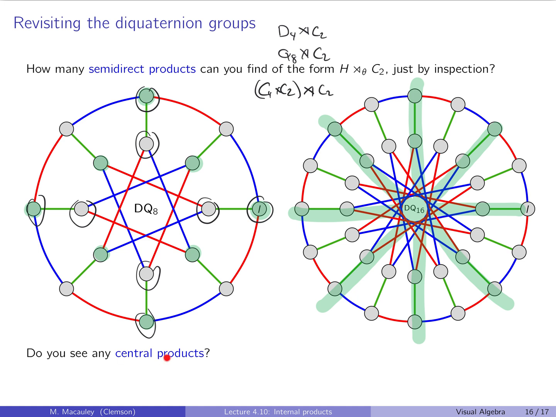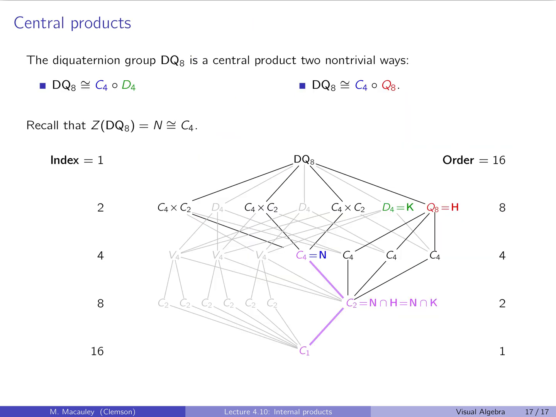Okay, what about central products? Do you see any? This is harder to do in the Cayley graphs, or at least for me anyways. Let me show you the subgroup lattice. Here is the subgroup lattice of DQ8.